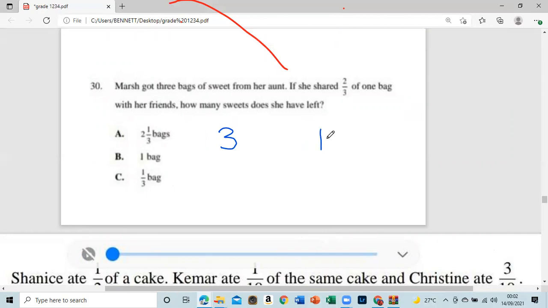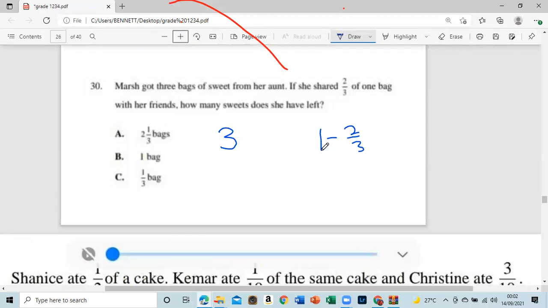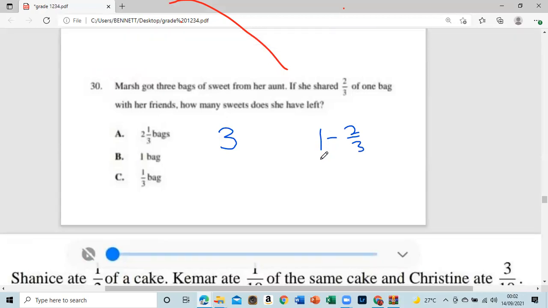So it's 1 - 2/3. So how much do you have left out of this? 1 - 2/3, that is 1/3, right? And remember, she already shared one, so she's not up here again. So it's 2 and 1/3. This is awesome, man.